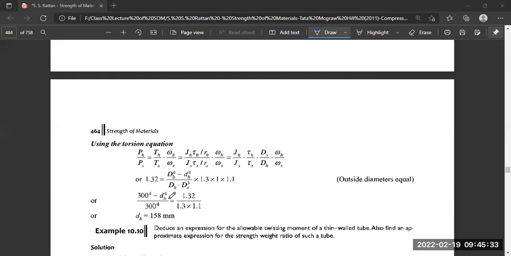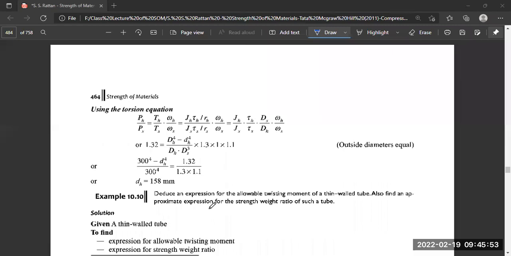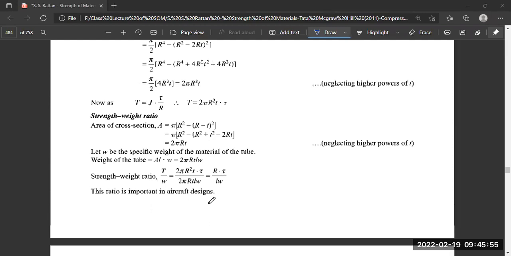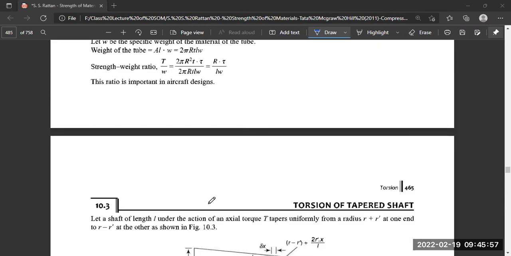So this relation will reduce to (300 to the power 4 minus small d_h to the power 4) divided by 300 to the power 4 is equal to 1.32 divided by 1.3 into 1.1. Thus, solving this equation, we get the inside diameter of the hollow shaft, which is given as 1.158 millimeter. The last problem of this equation, let us discuss.